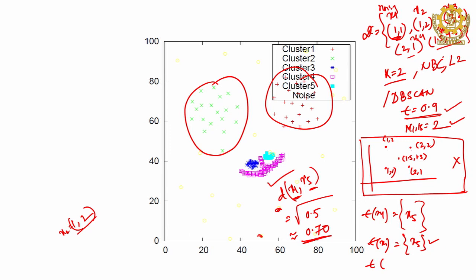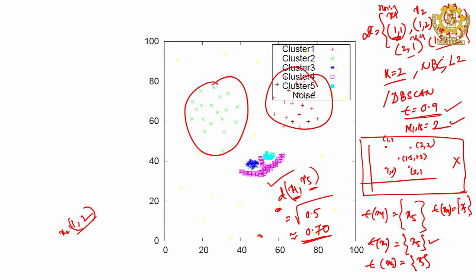Then you go to the point x3. It is the same: x5 will be the only point within the epsilon, so this will be a noisy point. Then you go to the point x4, which is (2, 1). It has the same fate: only the distance with x5 is 0.7, lesser than epsilon. So, all points except x5 have only one point within the neighborhood, therefore these are all temporarily noisy points.